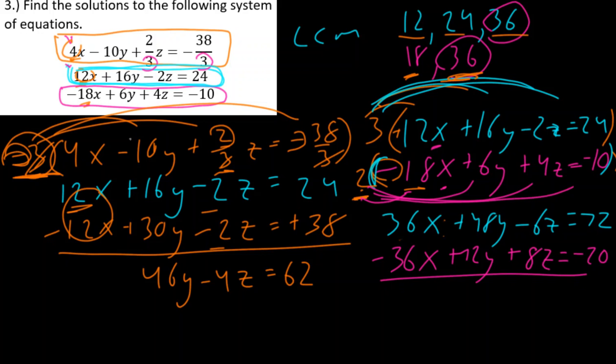Okay, now let's go ahead and add straight down, and let's keep this in purple. So I know that my x's cancel. 36x minus 36x is in fact 0. I know 48y plus 12y is 60y.